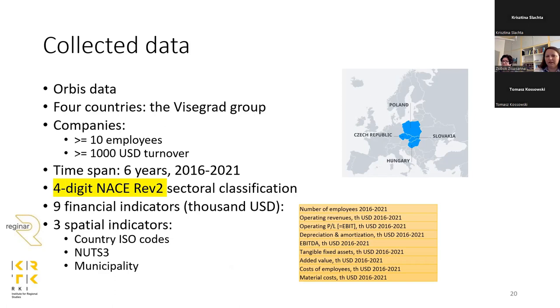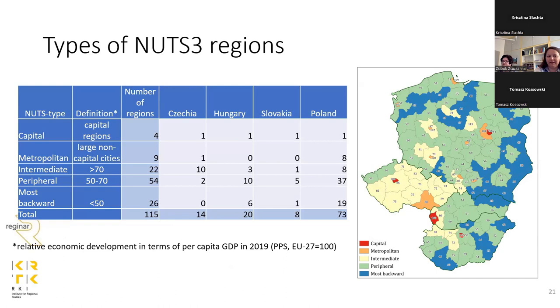And we differentiated 5 different region types based on their level of development, the number of their population and the share of their manufacturing sectors. The capital regions represent a distinct category. Metropolitan regions are only present in Poland and one in Czechia, the Brno region. Intermediate regions are generally those which are not capital regions, but they are the most developed within their country. And peripheral and most backward regions are the lagging regions.